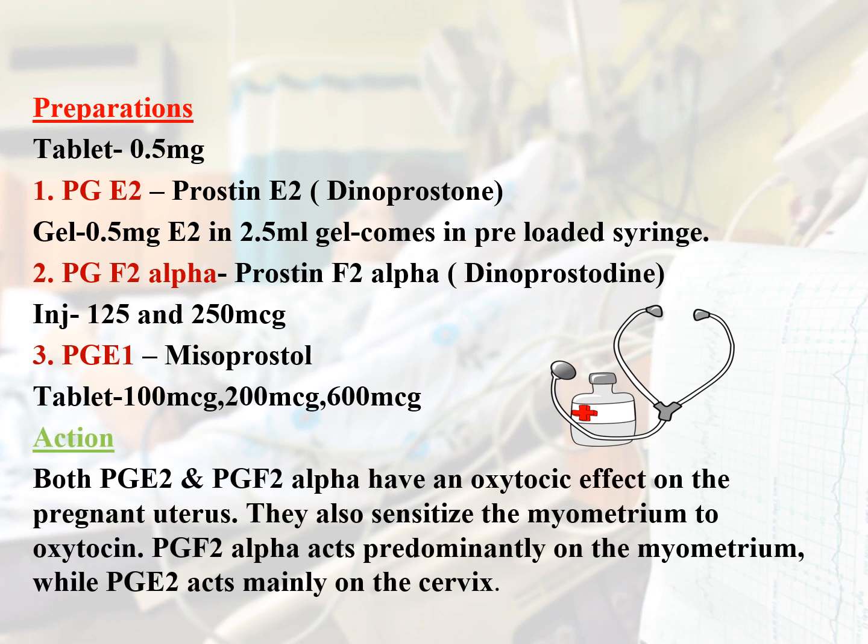The action includes both PGE2 and PGF2 alpha have an oxytocic effect on the pregnant uterus. They also sensitize the myometrium to oxytocin. PGF2 alpha acts predominantly on the myometrium while PGE2 acts mainly on the cervix.